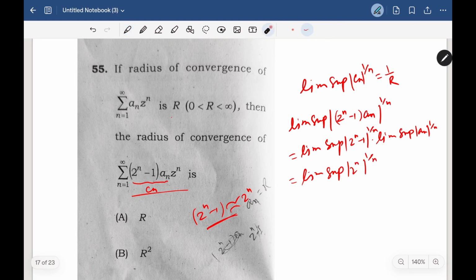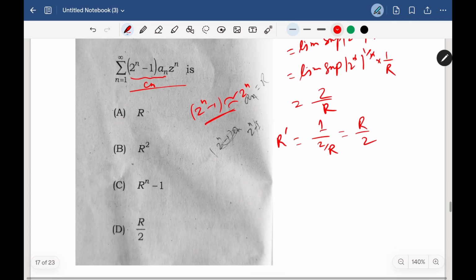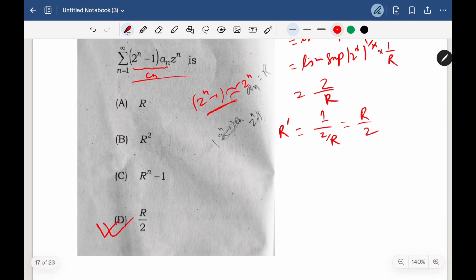And what is this? This is the radius of convergence of this series, r. It is given that it is r. So what will be the value of this? This will be 1 by r. And this 2 and 2 cancel, and this n and n cancel. So lim sup of mod of 2 will be 2. The answer will be 2 by r. So 2 by r equals, let this be r dash. So the radius of convergence r dash will be 1 upon 2 by r, that means r by 2. So in option D it is given r by 2, option D is correct.